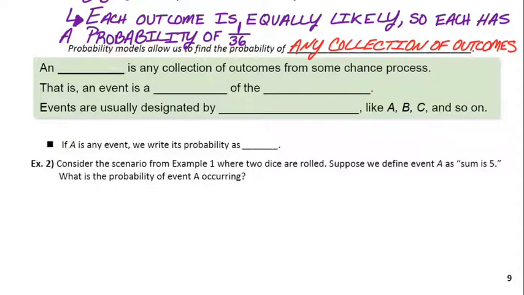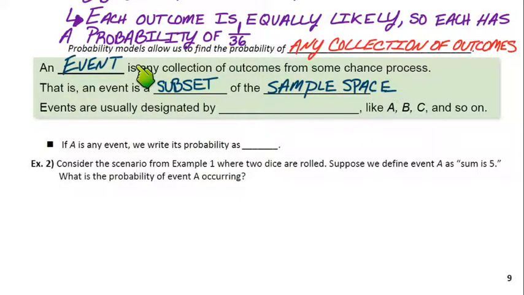The next green box here, the definition of an event. So an event is any collection of outcomes from some chance process. And we say it's a subset, so like a tiny set within a set, that's a subset of the sample space, which is the big overall set, all the possible outcomes. So an event could be any little subset within the sample space, usually designated by capital letters, so like event A, B, C, just capital letters. And here's the notation we use. Like probability of event A, capital P, parentheses A, so P of A. Probability of A, that's our notation.